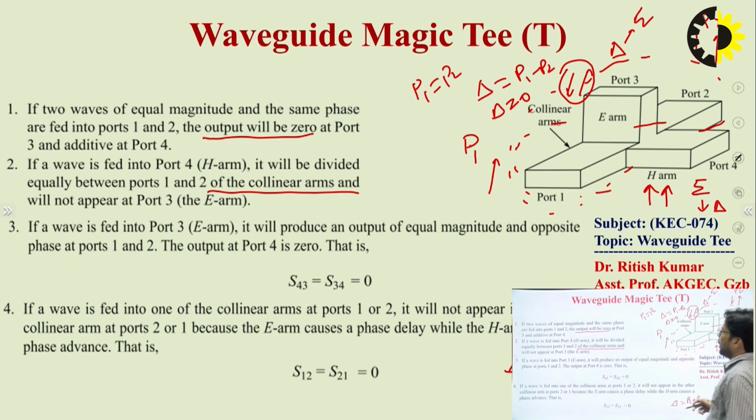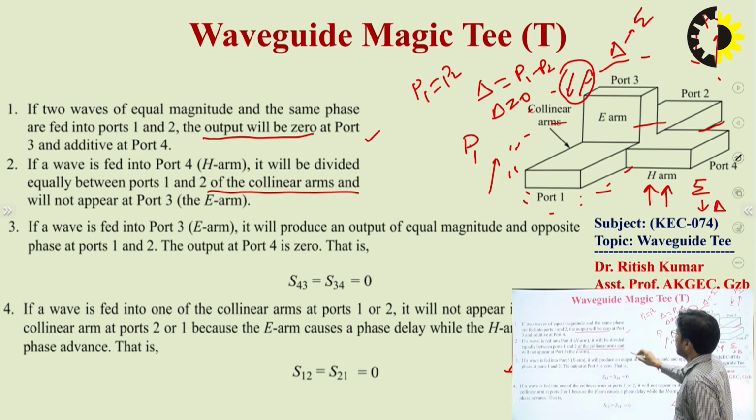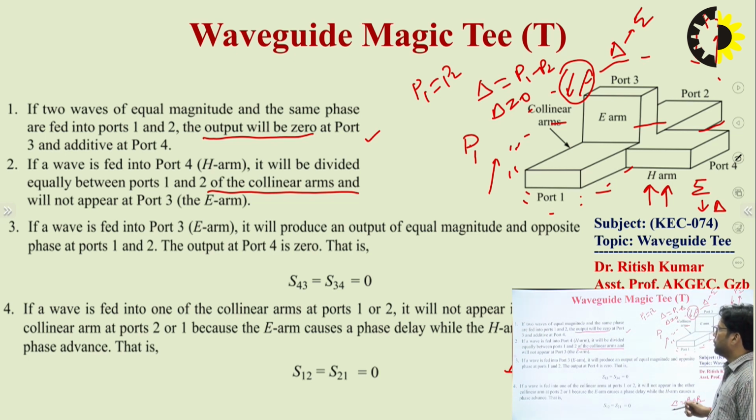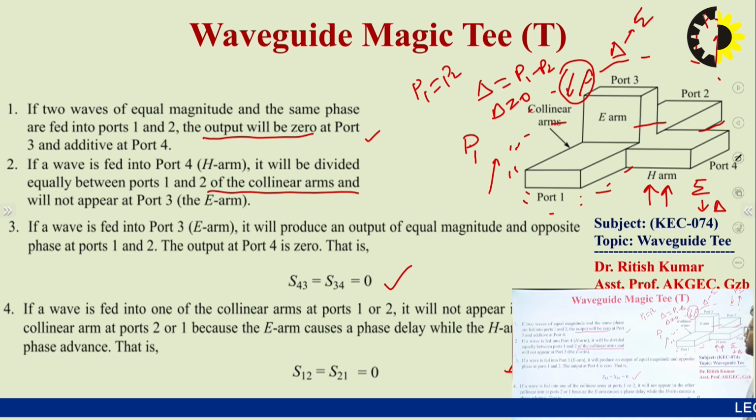This is about the power combiner and power divider case. Now, if a wave is fed into port number 3, it will produce an output of equal magnitude and opposite phase at port number 1 and port number 2. The output at port 4 is 0, that is S43 and S34 are equal to 0. Similarly, we have S12 and S21 equal to 0. This is about the waveguide magic T.